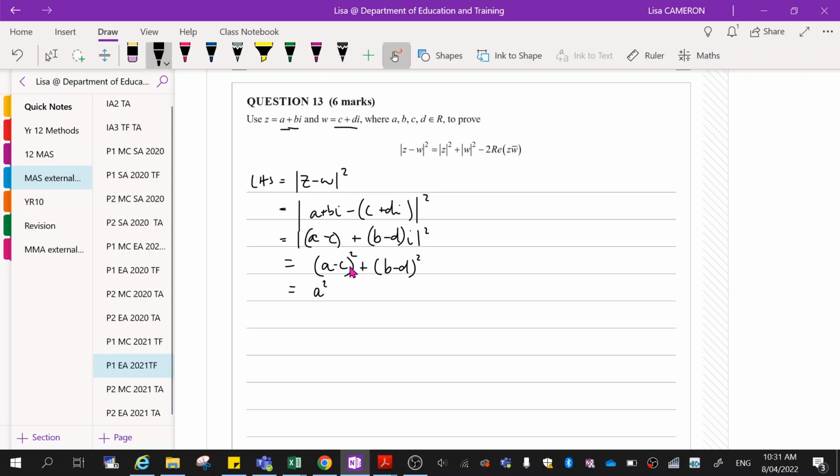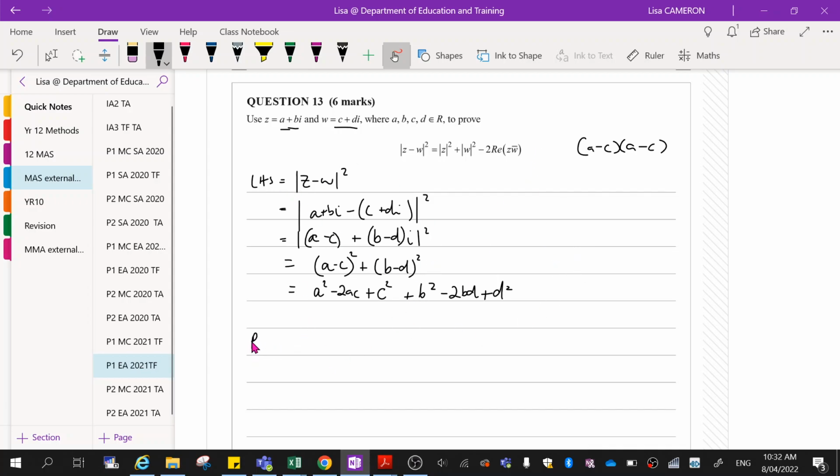So a minus c all squared, now remember that squared means a minus c multiplied by a minus c. So you don't just go this one squared, that one squared. You do this times this times that, which means our middle terms will become a squared minus 2ac plus c squared. And then the same thing for the other side, plus b squared minus 2bd plus d squared. So that is our left-hand side fully expanded.